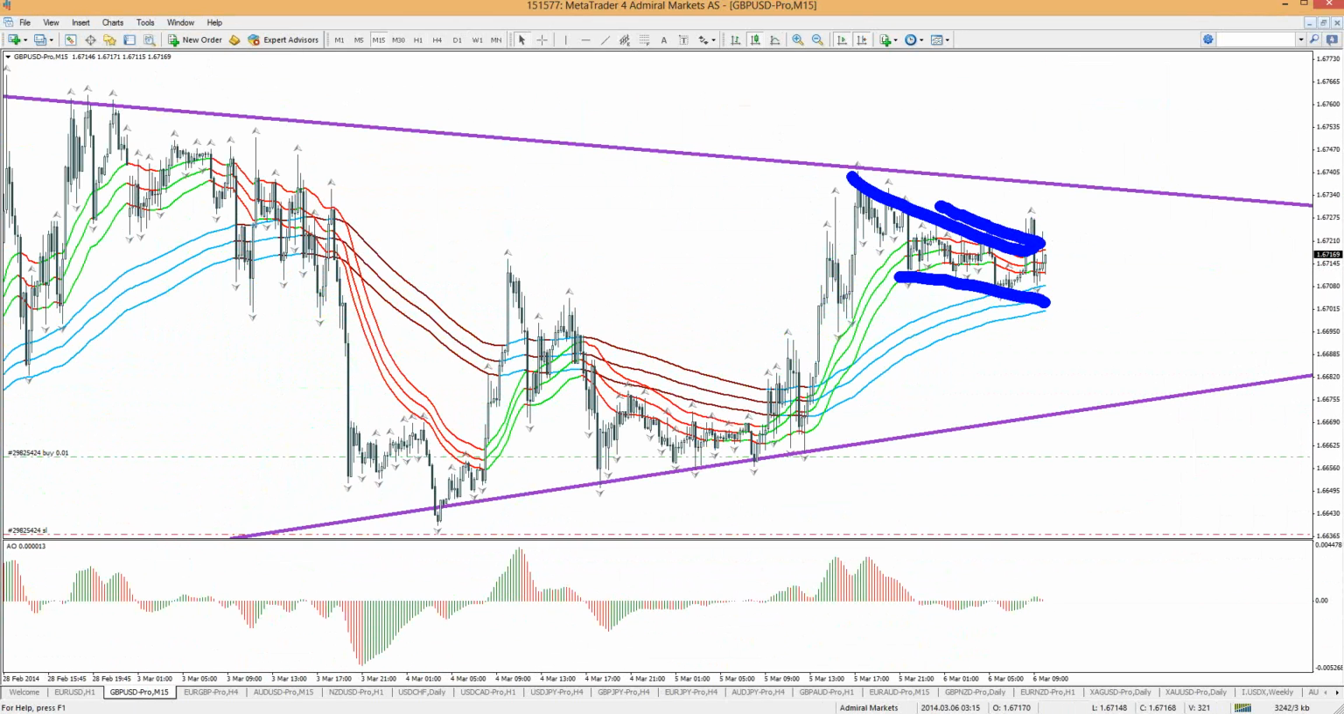Why is that so? Because if we break this bull flag, very close to it is the top of the triangle. So even if we break that bull flag, within a few pips we're running into the next resistance. That's what I mean: yes, it is a bull flag, but it has less value because of that.